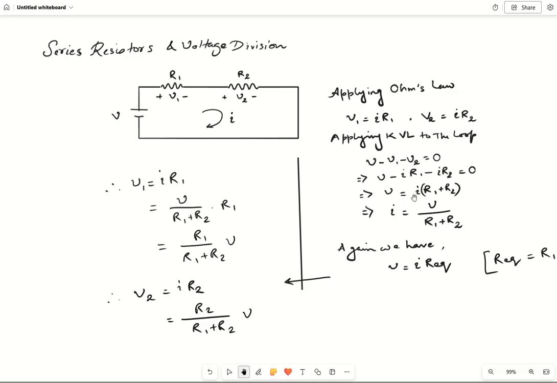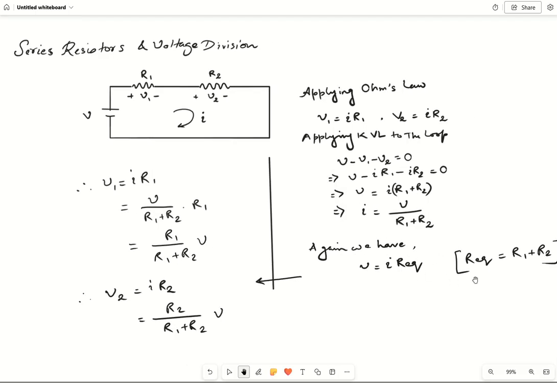Again, like your previous case of CDR, the total voltage V equals I into R equivalent, right? Using this formula, R equivalent is nothing but the series combination of R1 and R2. Here we have all the resistances in series, so it will be R1 plus R2. Okay, so now if we determine the voltage V1, which is nothing but IR1, where I is replaced by V divided by R1 plus R2, so V divided by R1 plus R2 into R1. So the formula will be R1 divided by R1 plus R2 into V. Similarly for V2, it will be R2 divided by R1 plus R2 into V.